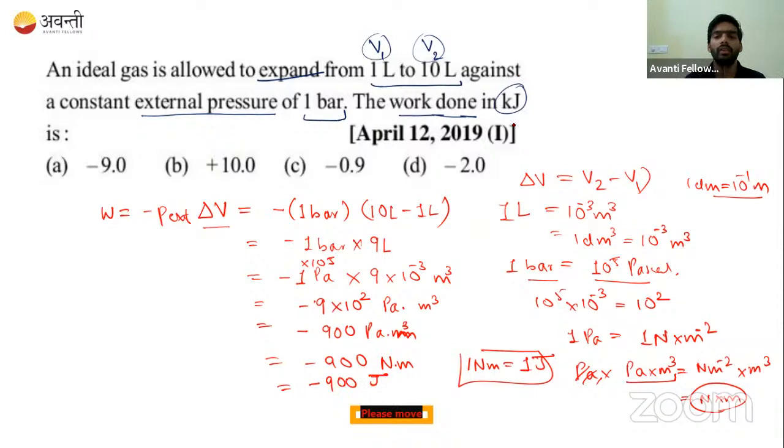Now the work done here is asked in kilojoule. So our answer will become minus 0.9 kilojoule. Correct? Minus 0.9. Which option is matching? Answer C is the correct answer.